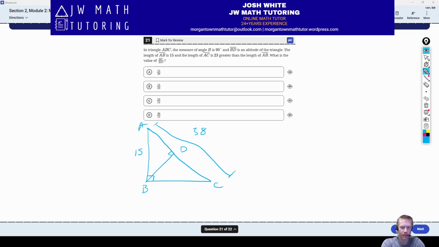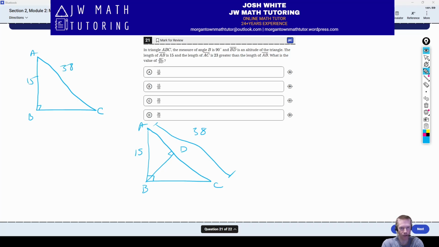Okay. Here is the fastest, quickest, easiest way to solve this. It is basically to do the following. Take the original triangle, and I'm just going to draw it out over here. Okay? So it's going to look like this, 38, 15.